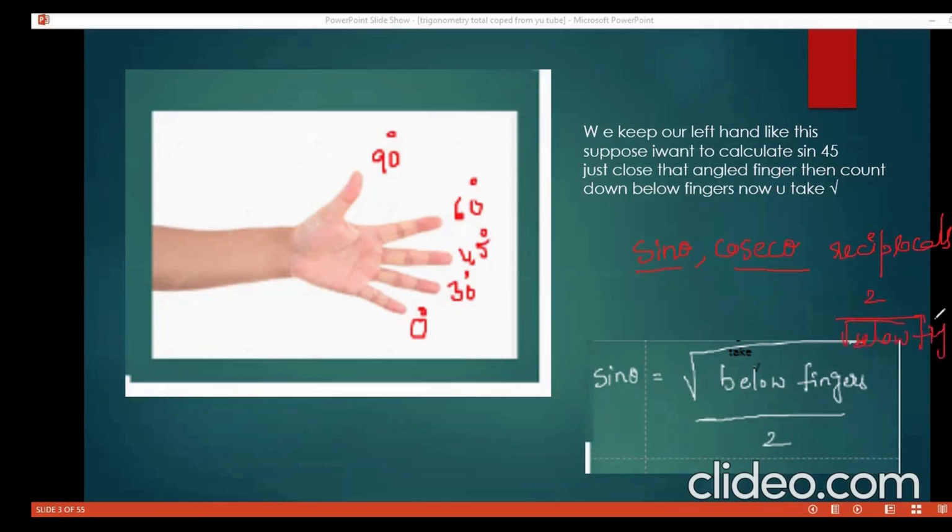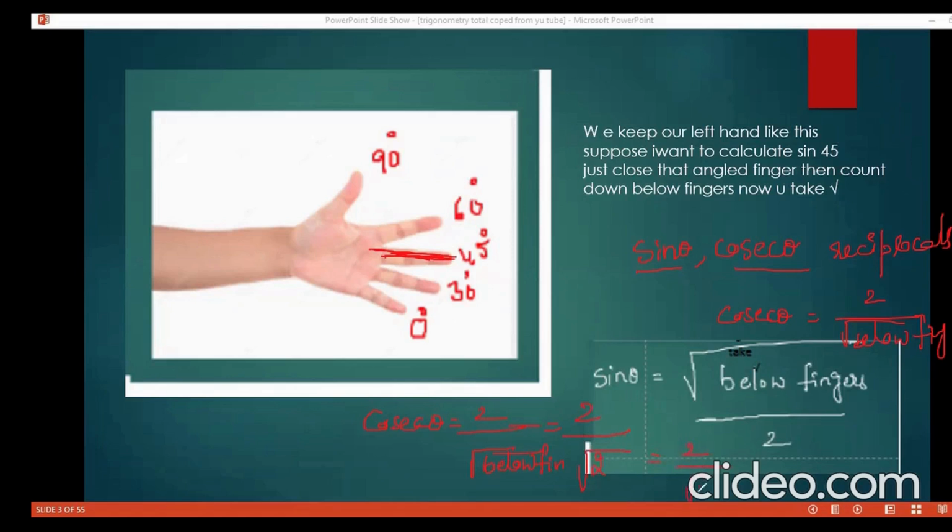Two upon the square root of below fingers gives cosec theta, right? Now, I want to calculate cosec 45. Let me take that, cosec 45. So, how many below fingers? Cosec theta is equal to 2 upon the square root of below fingers, right? So, 2 upon, how many below fingers here? There are 2 below fingers, right? So, root 2. So, how much will you get?